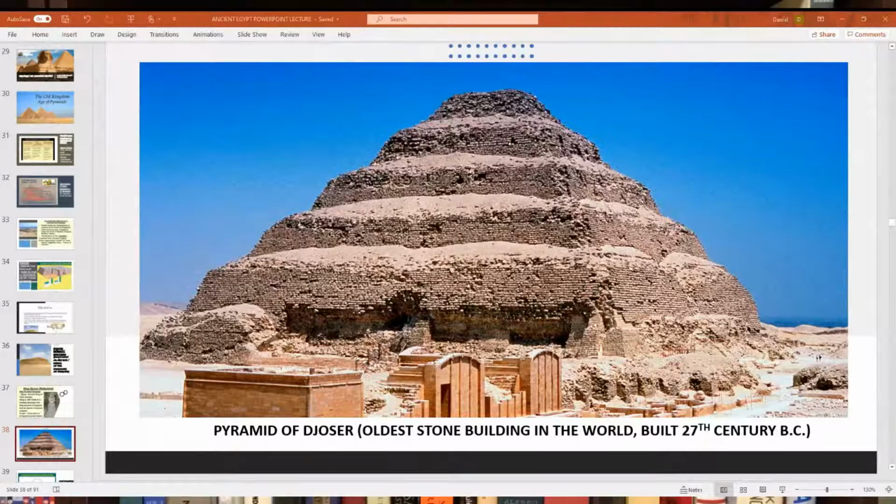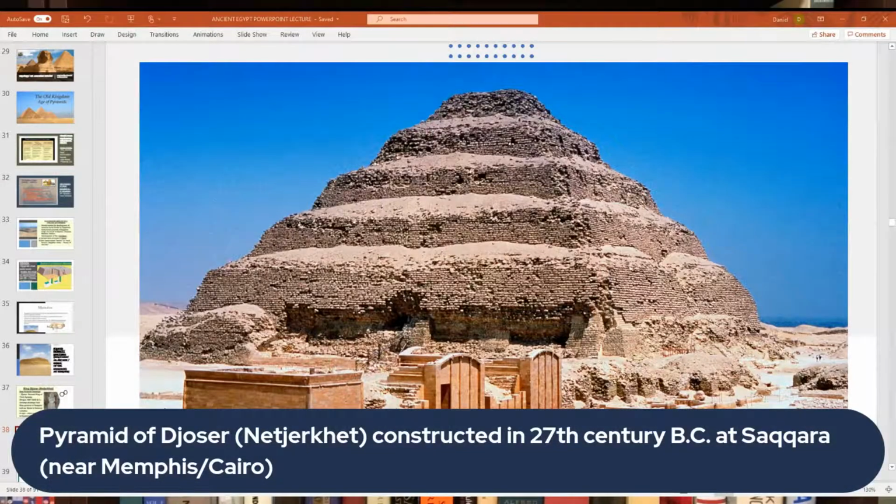The actual pyramid itself was constructed in the 27th century. So that'd be like 2600 BC. So 4,000 or 5,000 years ago is about when these pyramids were constructed first. And it was built at Saqqara. Saqqara was a necropolis site for a lot of the third dynasty pharaohs, which is near the ancient city of Memphis, close to Cairo, kind of west of the Delta.